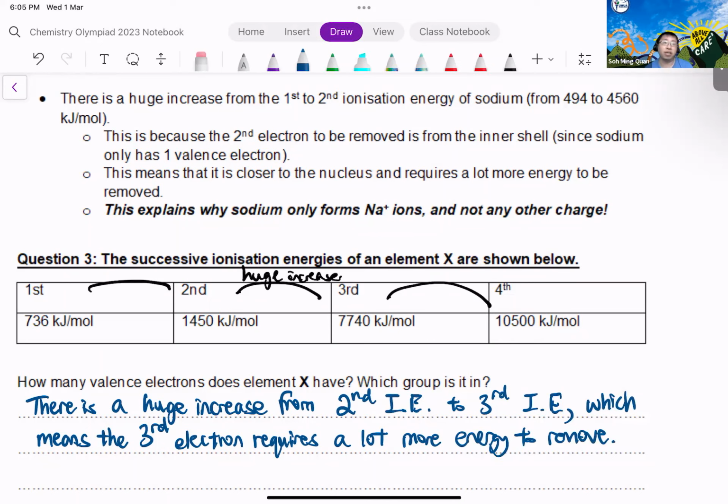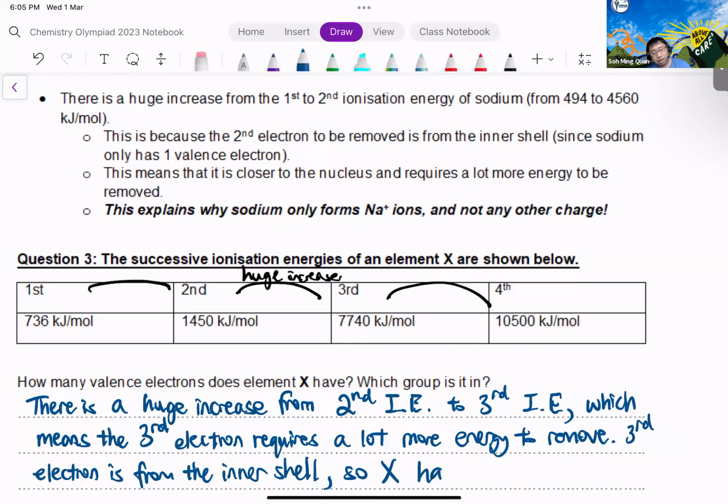So why would the third electron require a lot of energy to remove? This means that the third electron is no longer from the outer shell. The third electron is from the inner shell. So X, how many outer electrons did it have? Does it have 3 outer electrons? No, right? How many outer electrons do you think X has?